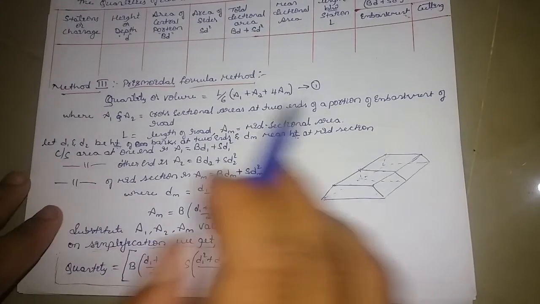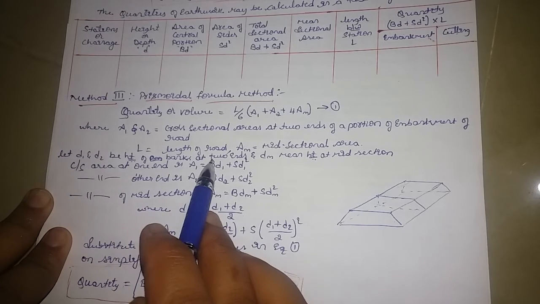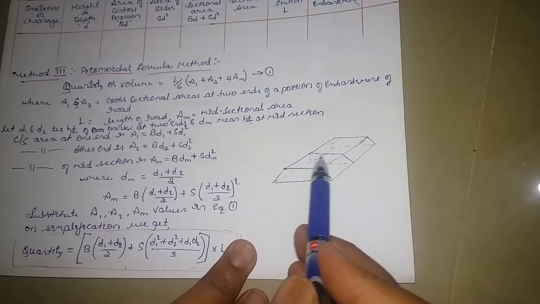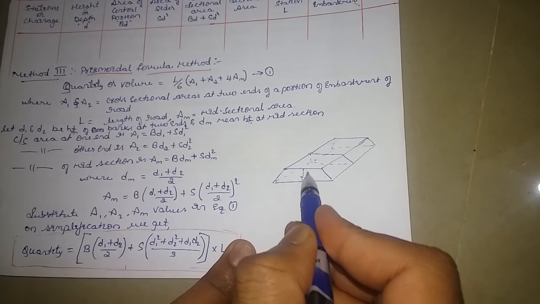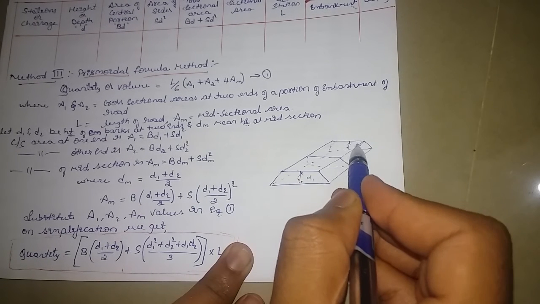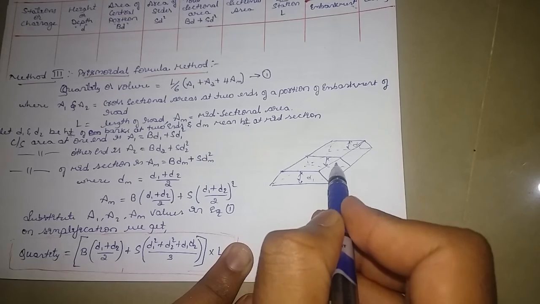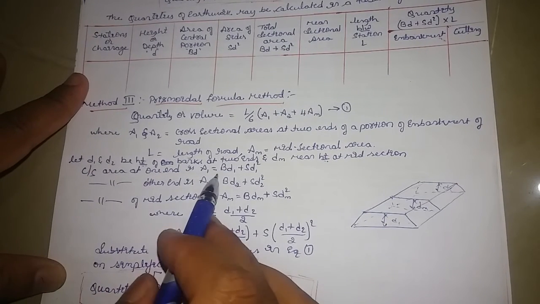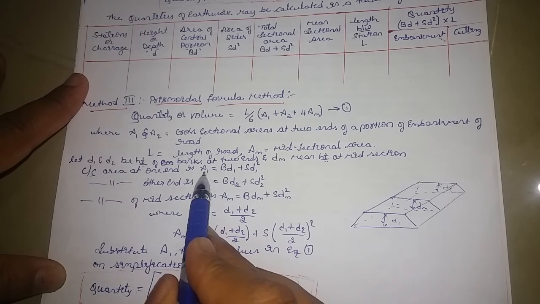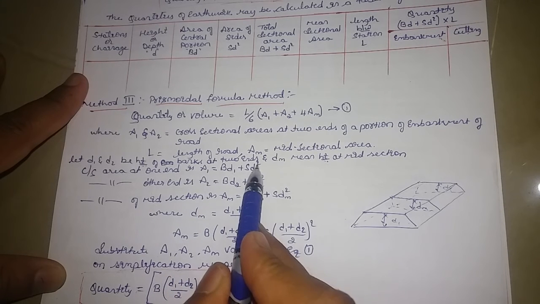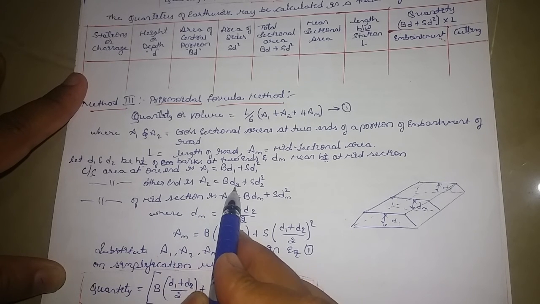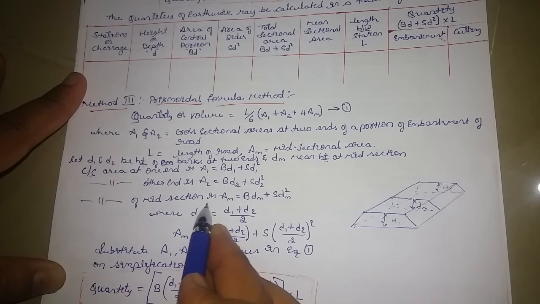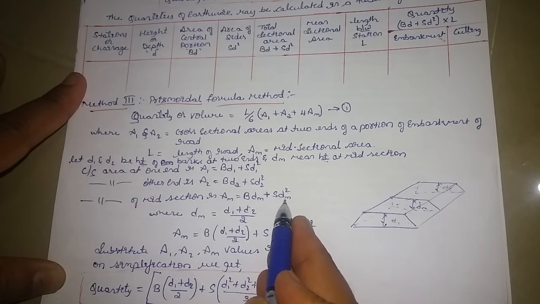Okay, so let d1 and d2 be the height of the embankment at the two ends and dm be the mean height at the midsection, as I told you. This is the midsection, this is d1, this height will be d2, and this height will be dm. Now the cross section area at one end is a1 equal to b into d1 plus s d1 square, the other end a2 is equal to b into d2 plus s d2 square, and the cross section area of the midsection is am equal to b into dm plus s dm square.